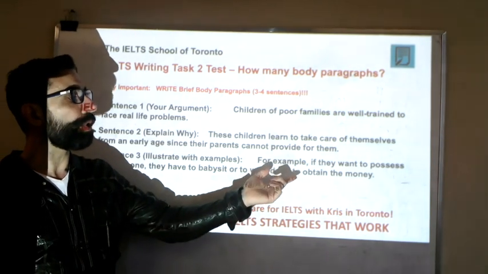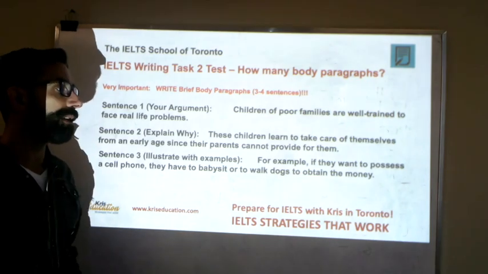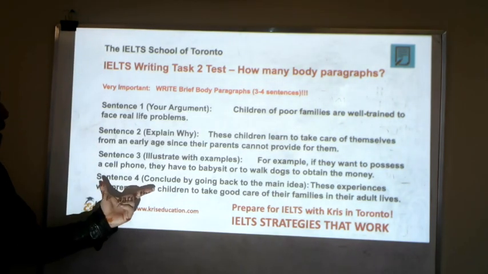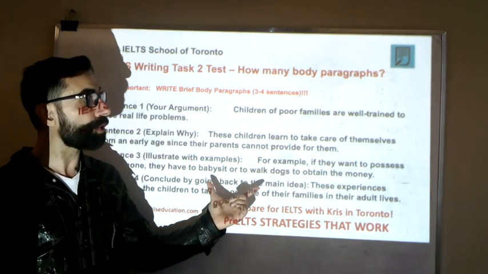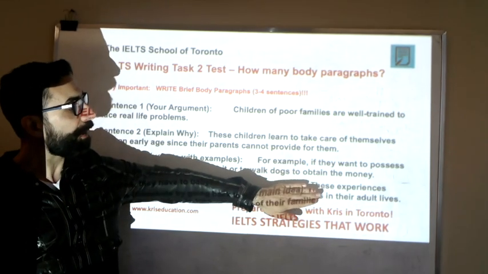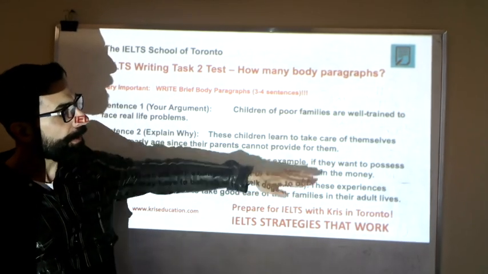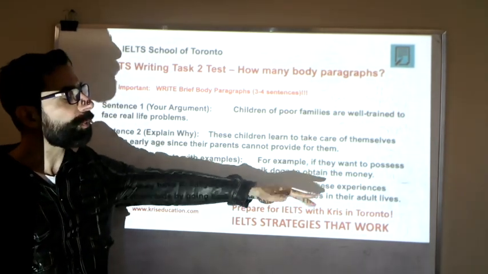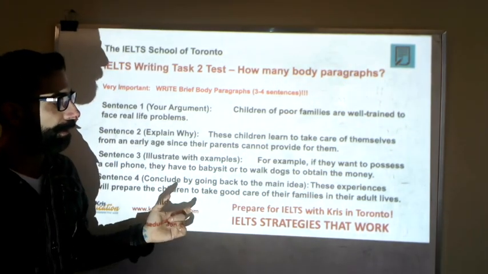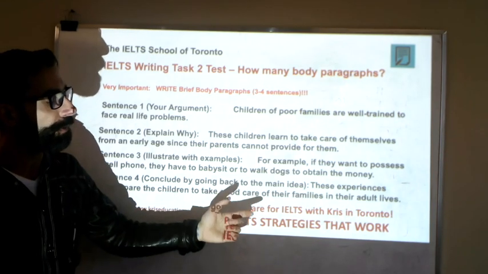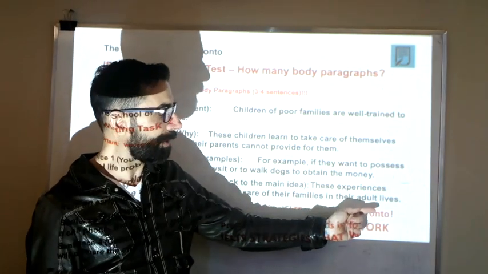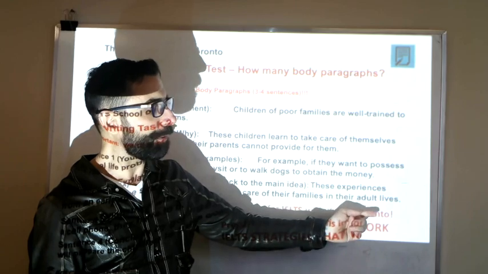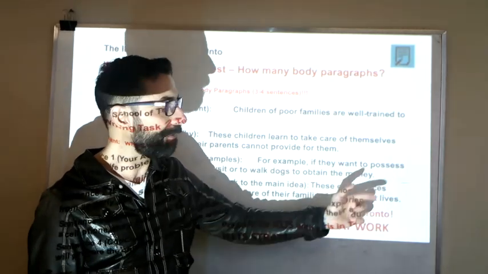Babysit, walk dogs, these are all practical examples. Sometimes we need a concluding sentence, not always. The body paragraph can be all right in just 3 sentences. But sometimes we need to remind the reader of the main focus, and in this case we're talking about better preparation in their adult lives.